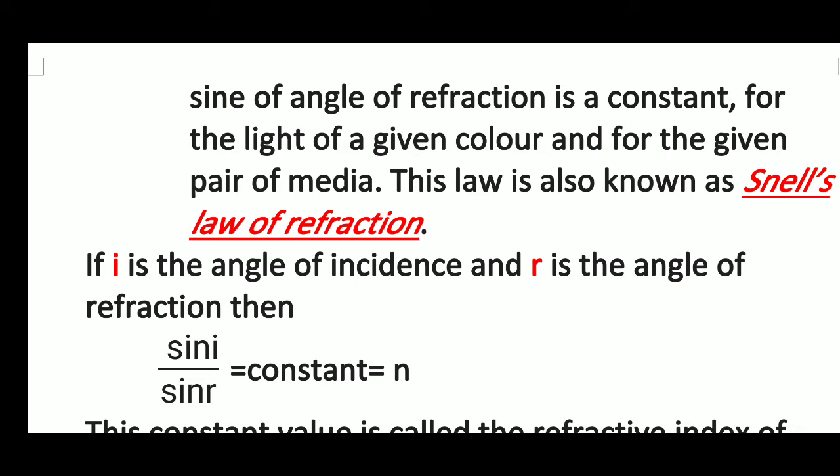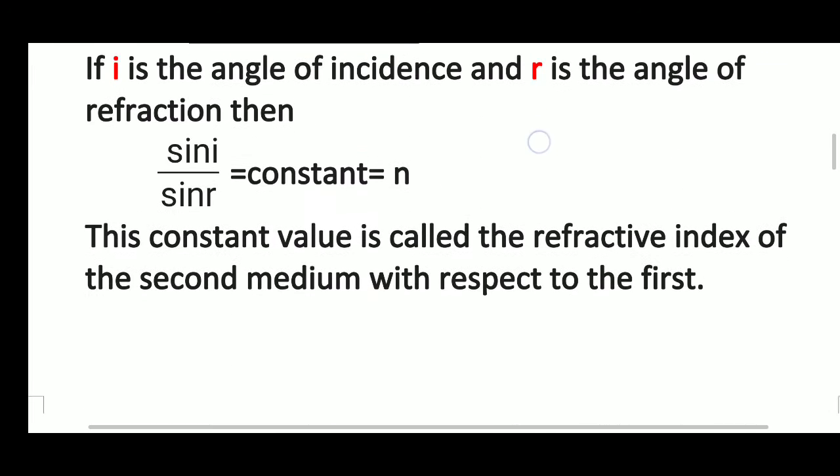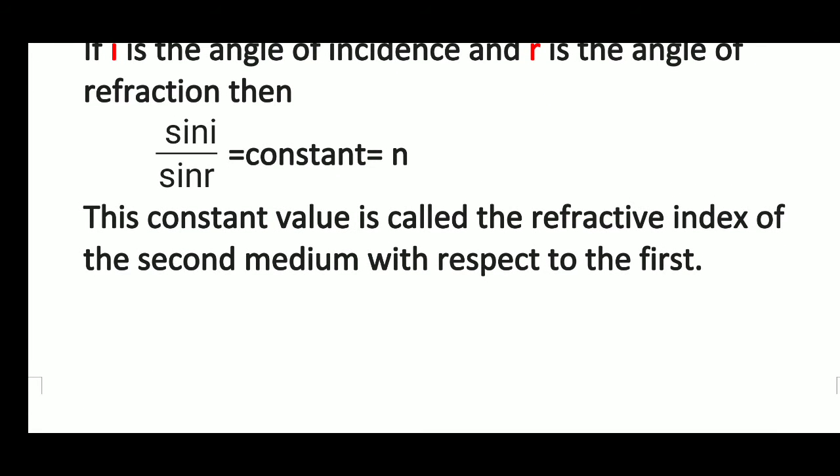If i is the angle of incidence and r is the angle of refraction, then the ratio of sine i upon sine r will be a constant, that is n. This constant value is called the refractive index of the second medium with respect to the first. Second medium means the medium into which the light is going, and first medium means the medium from where light is coming.